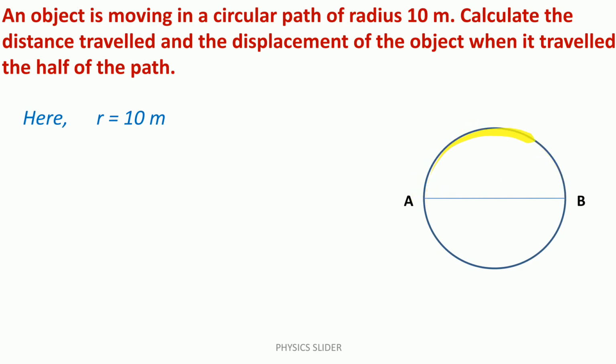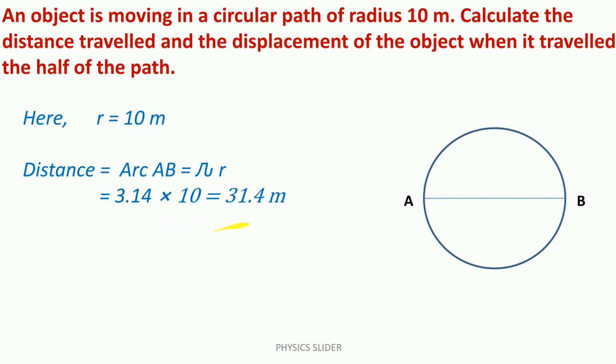So the distance traveled in this half of the path will be the half of the circumference of the circle. This arc AB will be equal to the half circumference of the circle, and this will be equal to the distance traveled, that is distance equal to arc AB, which is equal to pi r, that is half of the circumference. Now put the values. The value of pi is 3.14, the value of r is 10. Multiply them, we will get 31.4 meter. This is the distance traveled.